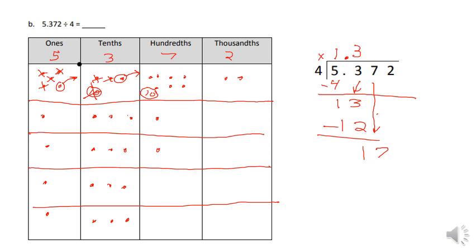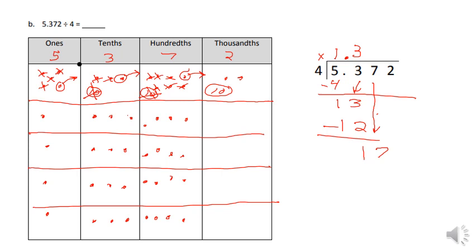1, 2, 3, 4, 5, 6, 7, 8, 9, 10, 11, 12, 13, 14, 15, 16. Okay, so now we're going to take away the 16 we used. There's 10, 11, 12, 13, 14, 15, and 16. We have 1 left over, which we're going to regroup 10 over to the thousandths place.